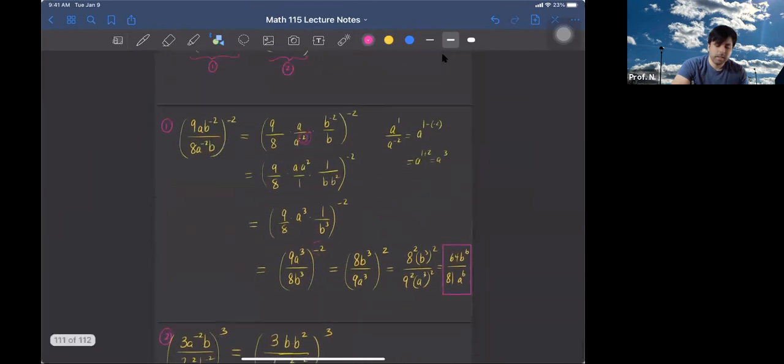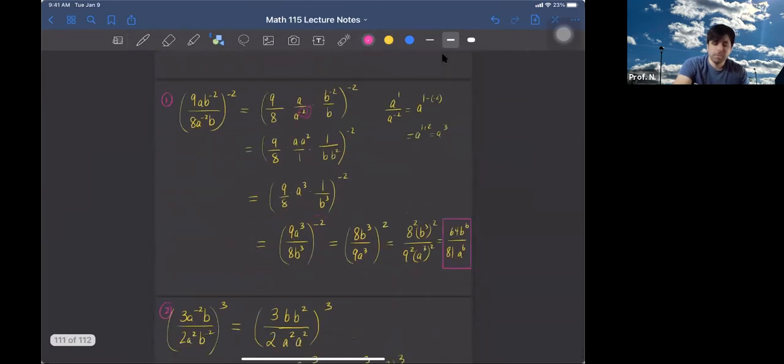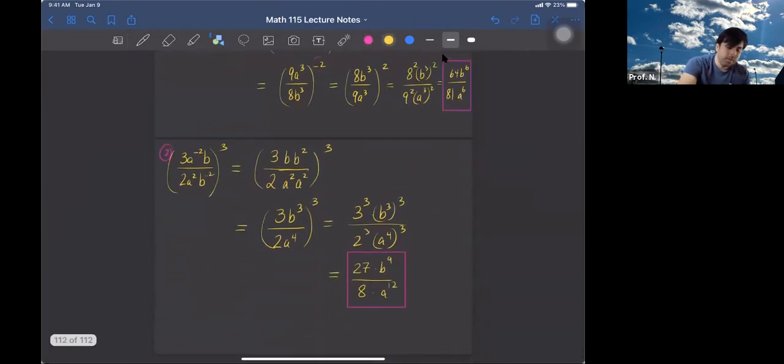Why not? Because I'm multiplying them. I'm multiplying 1 and 2. So the final thing is I'm multiplying 1 multiplied by 2, which will give me what? 64b to the 6 over 81a to the 6 multiplied by 27 over 8 multiplied by b to the 9th over a to the 12th.